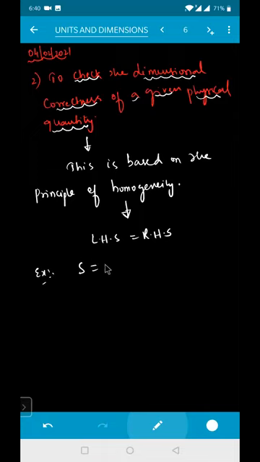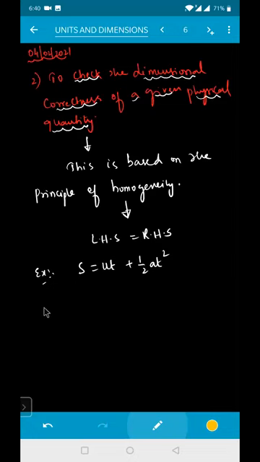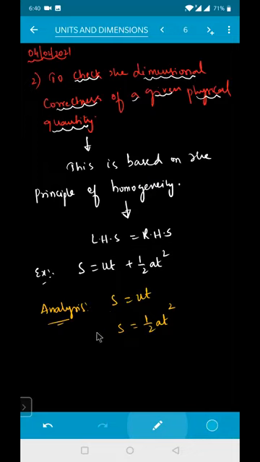Say, for example, I am taking S is equal to U into T plus half into A into T square. I need to check whether the given equation is correct or not. For this analysis, LHS must be equal to RHS. That means S must be equal to UT, and S must also be equal to half into A into T square. If both of them are equal, then they will be dimensionally correct. So let us try to see the first one.